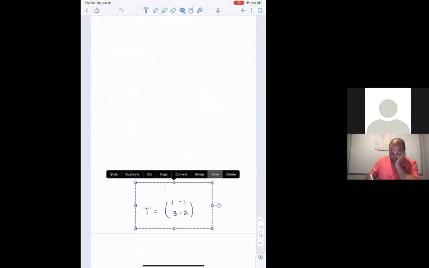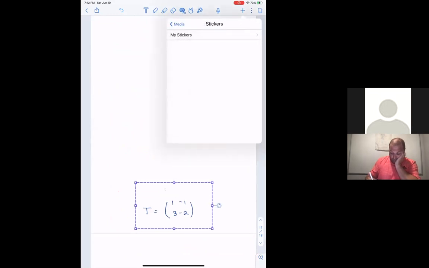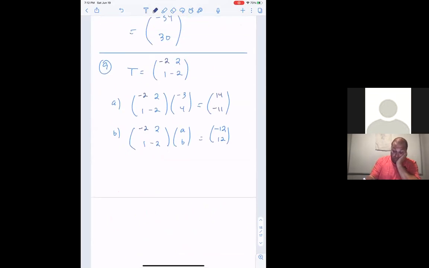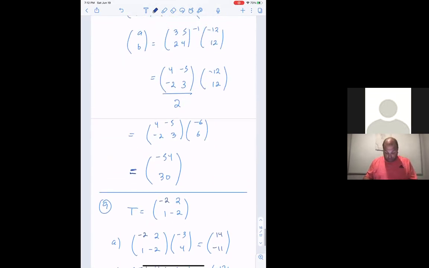Don't think of it as a waste of time, though. Oops, no, it's not wrong. Don't think of it as a waste of time, though, because seeing what happens when the determinant is 0, and therefore it has no inverse, was a little instructive. So where are we? Number 9.